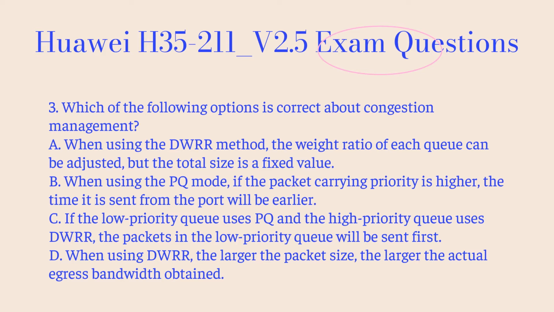3. Which of the following options is correct about congestion management? A. When using the DWRR method, the weight ratio of each queue can be adjusted, but the total size is a fixed value. B. When using the PQ mode, if the packet carrying priority is higher, the time it is sent from the port will be earlier. C. If the low priority queue uses PQ and the high priority queue uses DWRR, the packets in the low priority queue will be sent first. D. When using DWRR, the larger the packet size, the larger the actual egress bandwidth obtained.